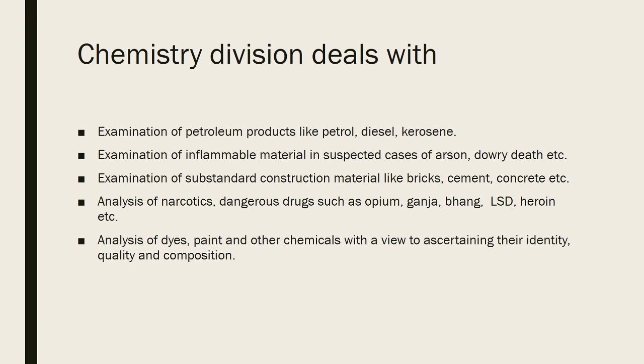Then examination of substandard construction materials like bricks, cement, concrete, etc. In a building collapse case or other civil cases related to buildings, they have to identify whether the cement or concrete is adulterated. Then analysis of narcotics and dangerous drugs such as opium, ganja, bhang, LSD, heroin, etc. Then analysis of dyes and paint in hit and run cases and other chemicals with a view to ascertain their identity, quality and composition. These are the kinds of things the chemistry division deals with.